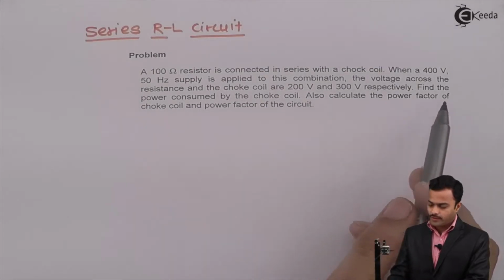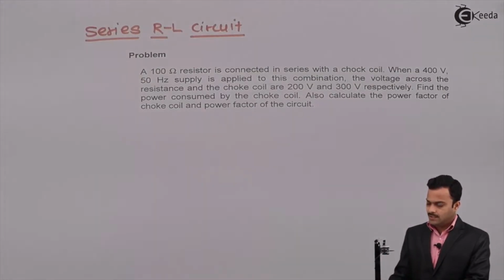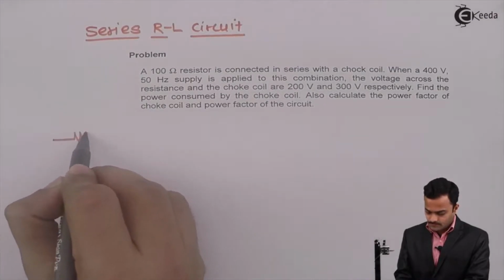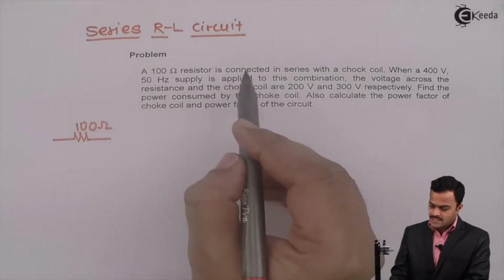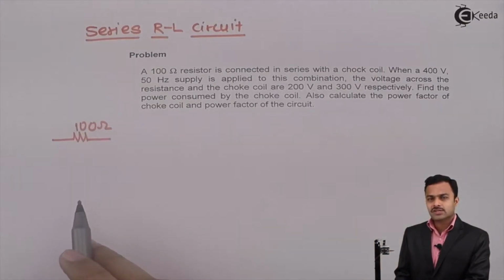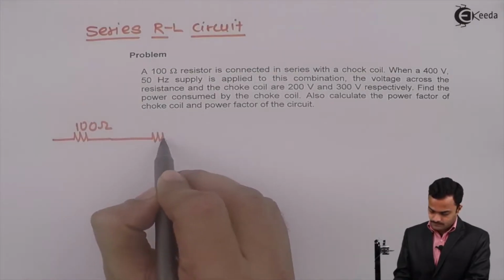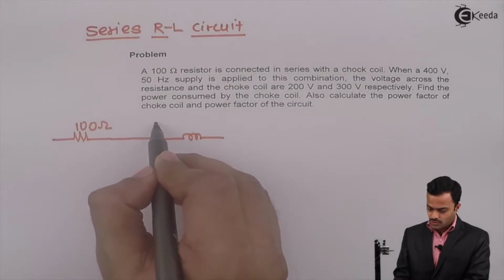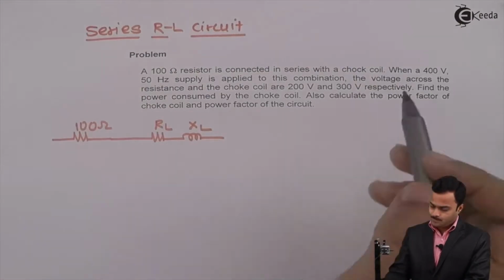Also calculate the power factor of choke coil and power factor of the circuit. Let's draw the circuit first. So they are saying a resistor of 100 ohm is connected in series with a choke coil. So coil is nothing but series combination of resistance and inductance. So this is the resistance of choke coil RL and this is the reactance XL.